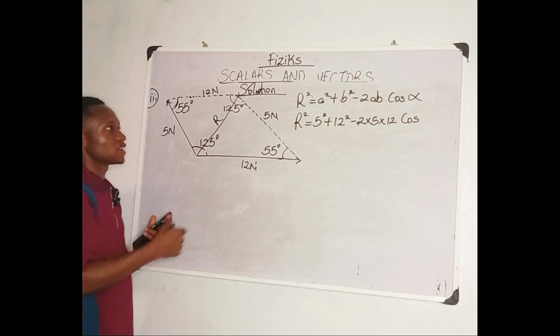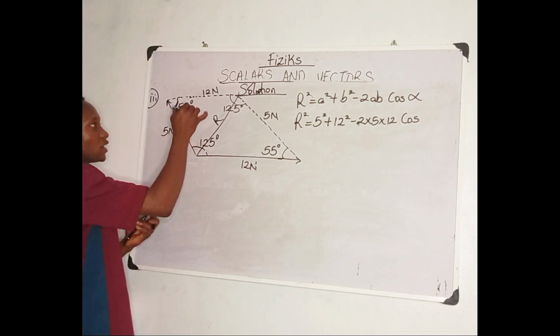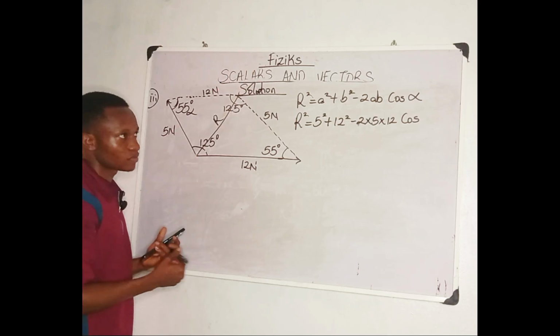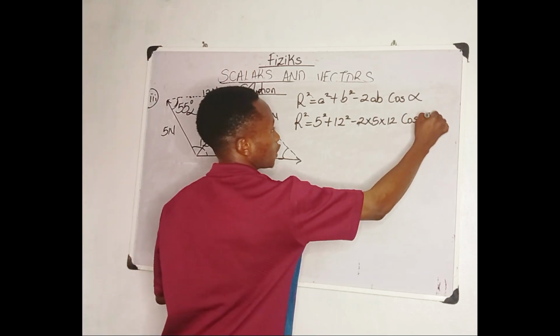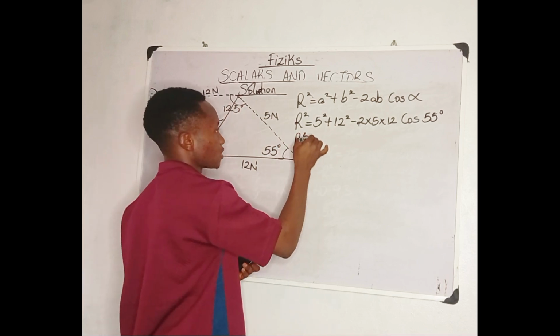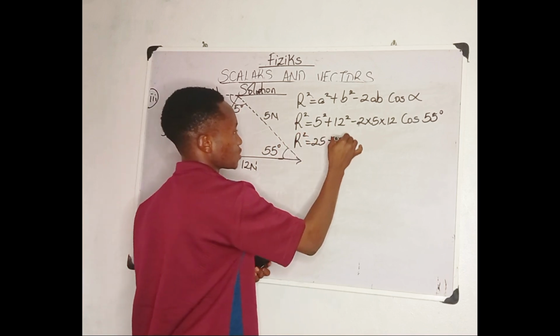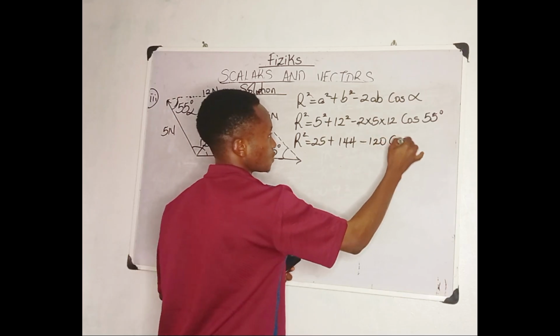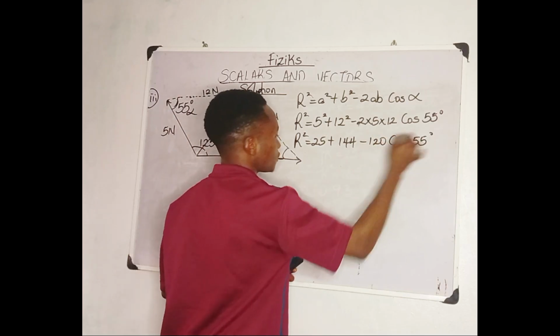But because of this, here is my alpha. It's going to be the alpha, the one you did not touch or cut your resultants from. That will always be the alpha. So we have cos 55 degrees. So here I have r squared is equal to, still that same 25 plus 144 minus 120 cos 55 degrees.